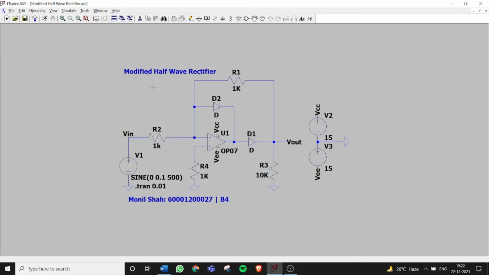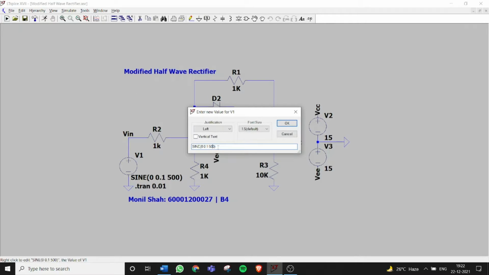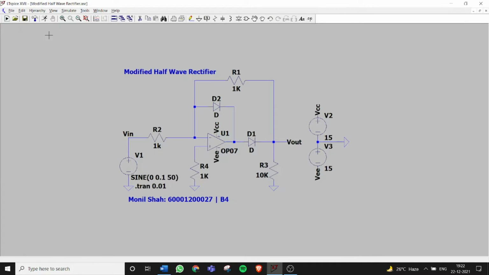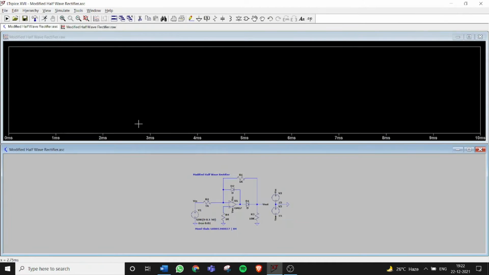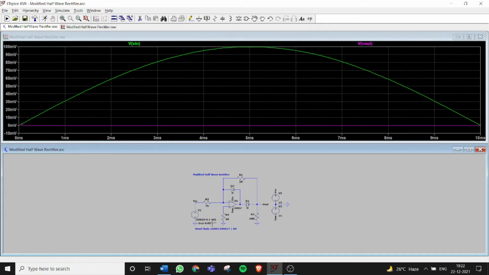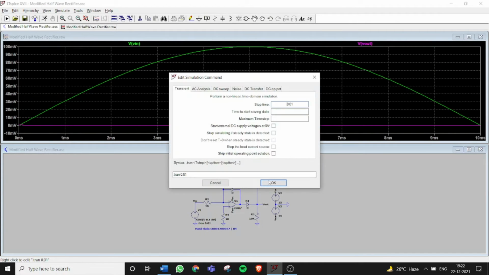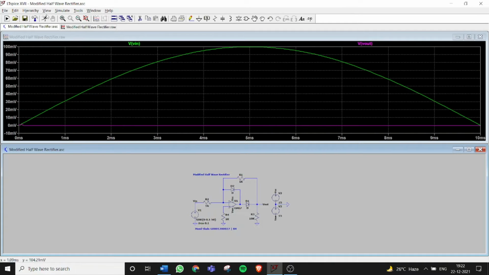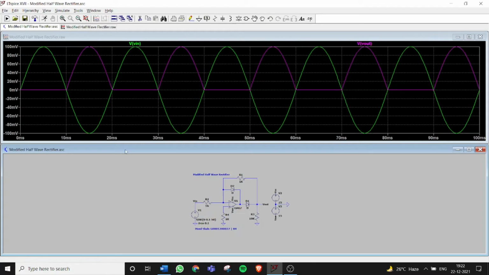So let's run this. First 50 hertz, then we'll increase the frequency. I'll have to change this transient. Yeah, so as you can see, half cycle is rectified.